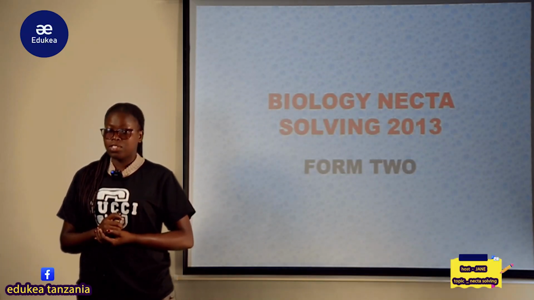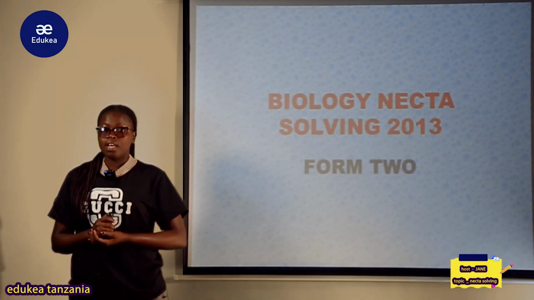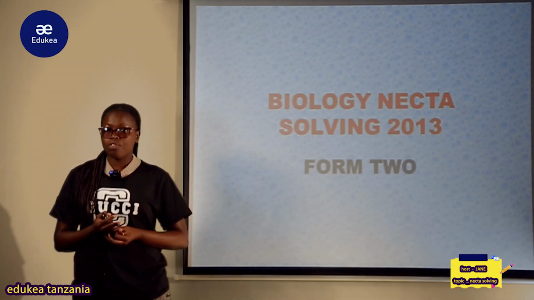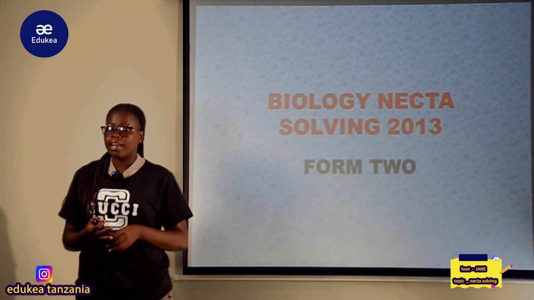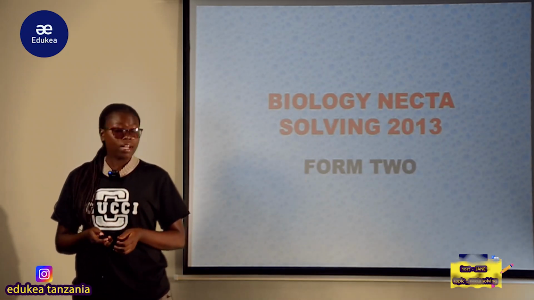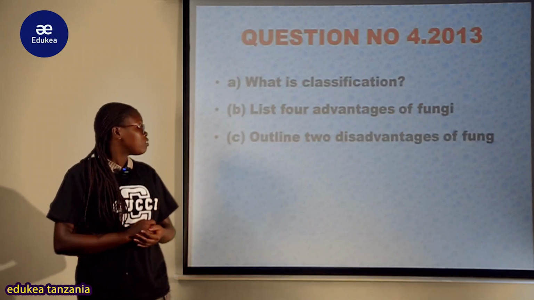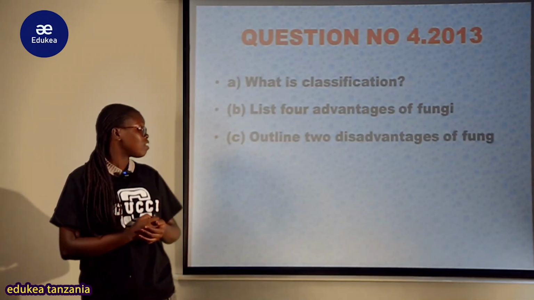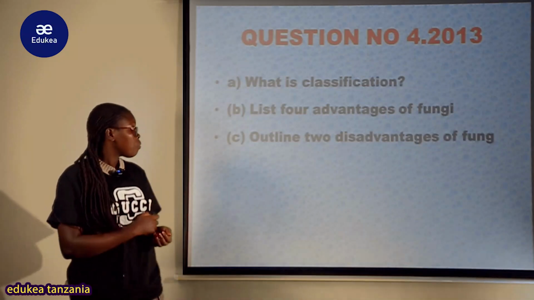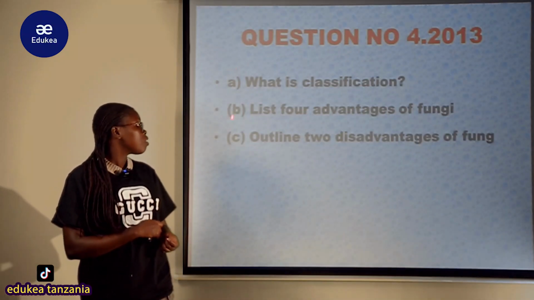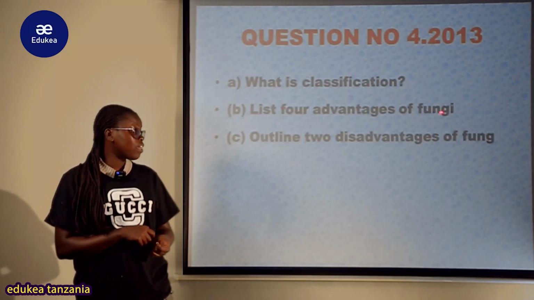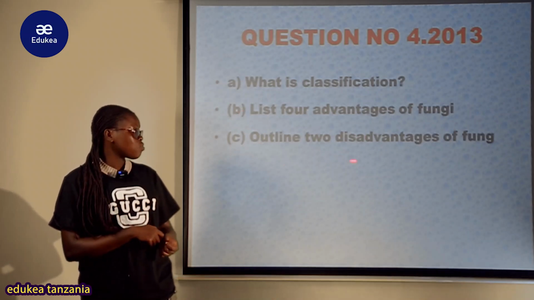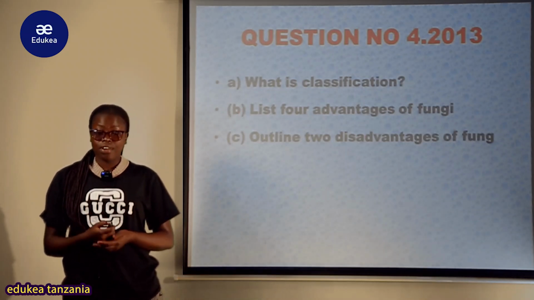Welcome my lovely Form 2 students in our biology session, and we are currently proceeding with the solving of the NECTA series for the year 2013. Today's question is question number 4 for the year 2013, and the question Roman A states: what is classification? Roman B: list the 4 advantages of the fungi, and C: outline 2 disadvantages of the fungi.